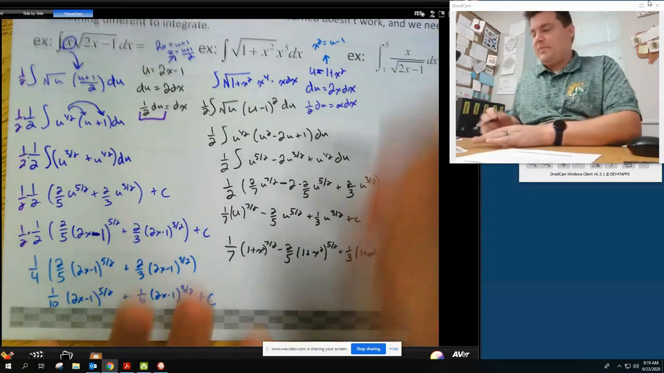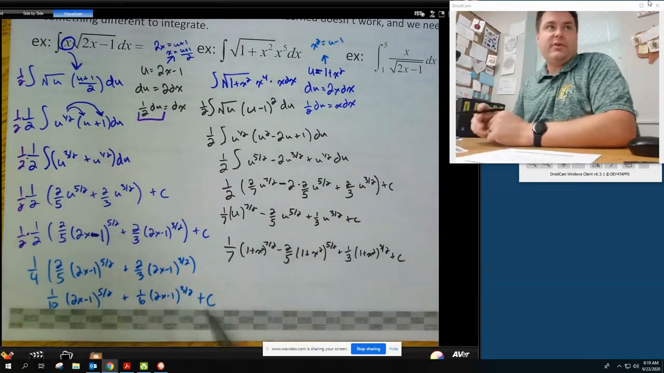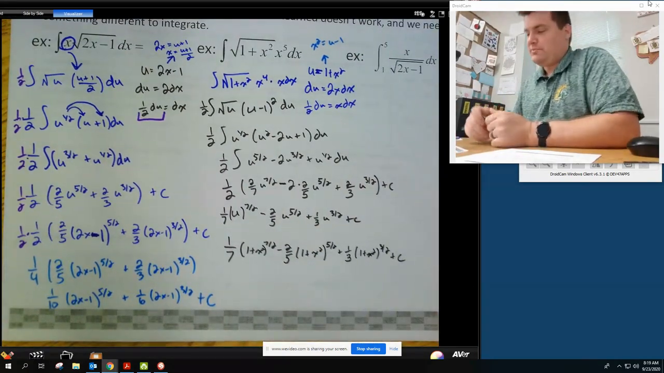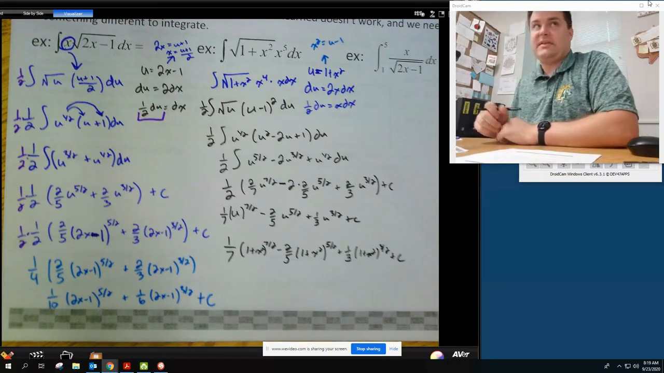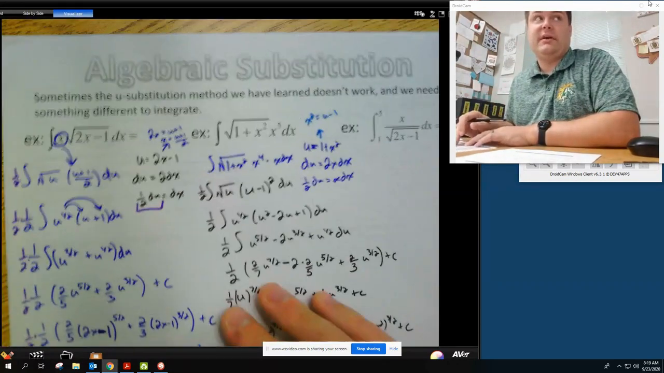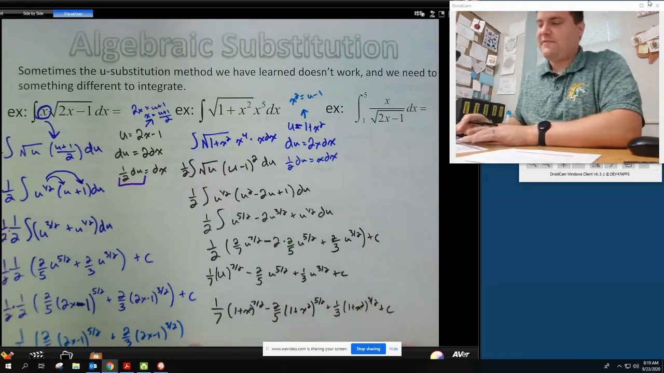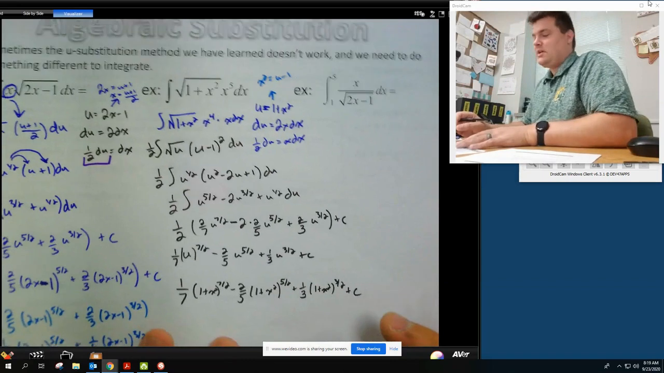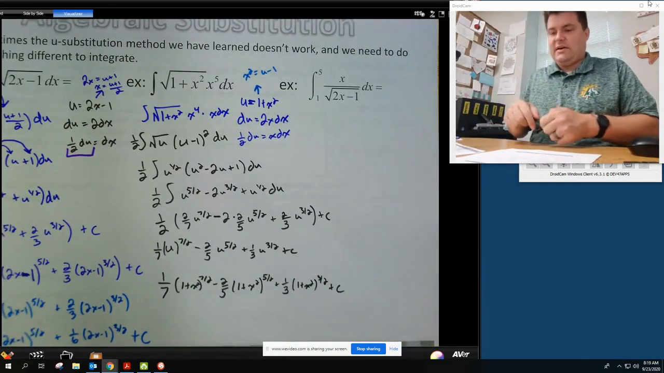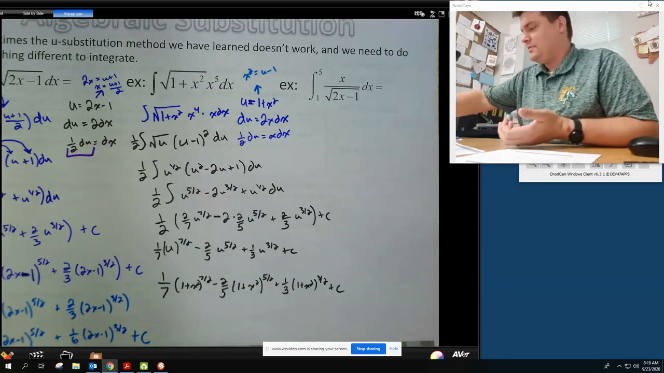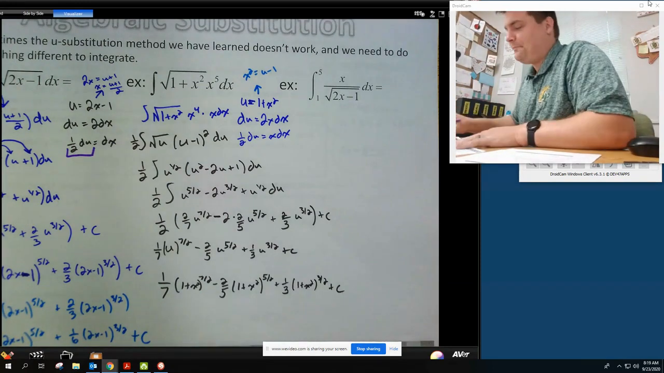Calculus difficulty, not much. It's really just carrying this all the way through. Just making sure you don't make any algebra mistakes, which is really the only thing that can happen here on algebraic substitution. All right, last one. This one's just a definite integral. It's no different than the other problems we've been doing. We're just going to combine u sub definite integral stuff with what we're doing right now.